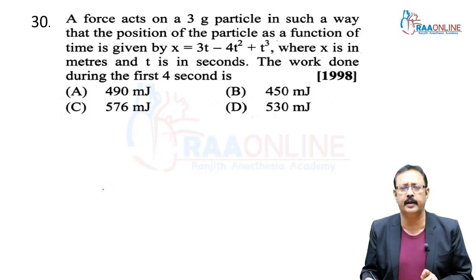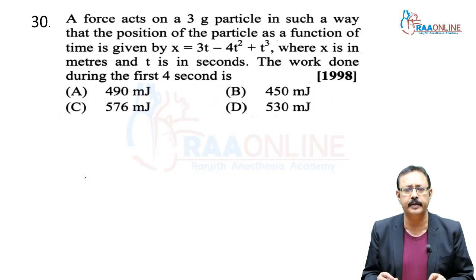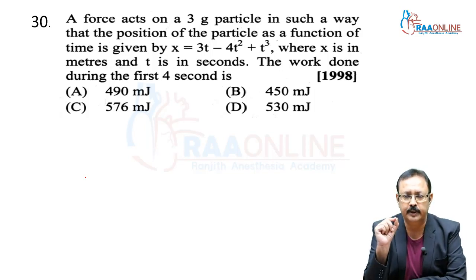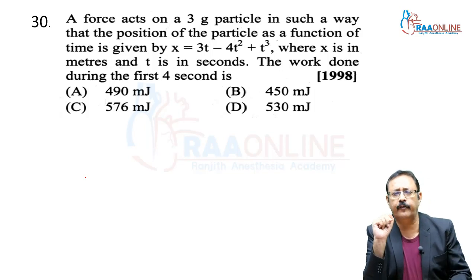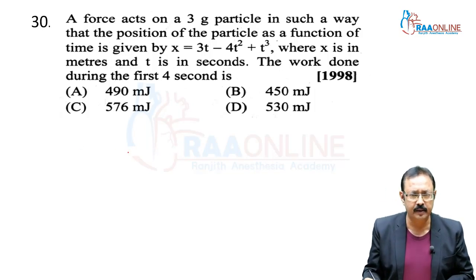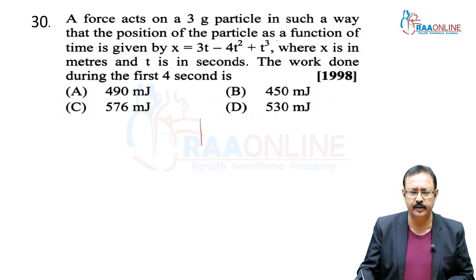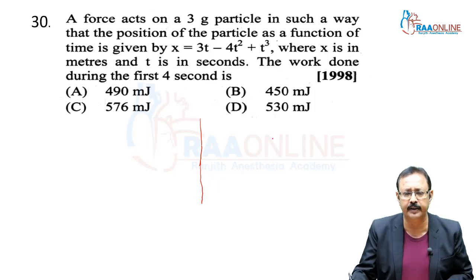A force acts on a 3 gram particle in such a way that the position of the particle as a function of time is given by x equals 3t minus 4t square plus t cube, where x is in meters and t is in seconds. The work done during the first 4 seconds is, it is a problem from 1998. First I will solve in two ways. One is wrong, one is correct, so that you should avoid this type of calculation.